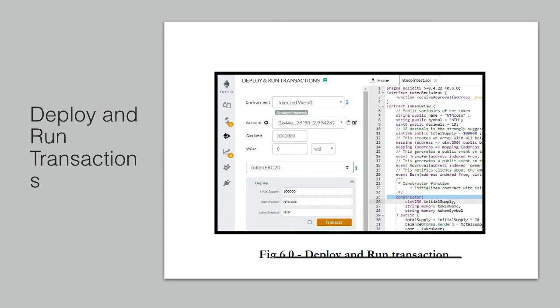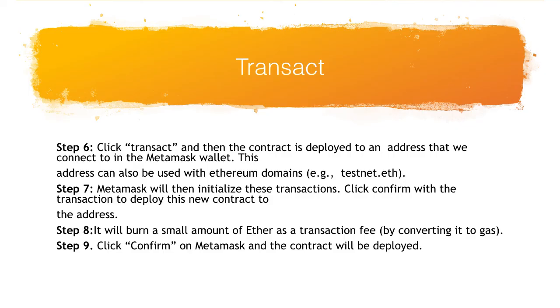Once this is connected onto the injected Web3, the contract is actually deployed and run on the network. You then click transact, and the contract is deployed to an address that we connect to in the MetaMask wallet. This address can also be used with the Ethereum domains, which is testnet.eth.